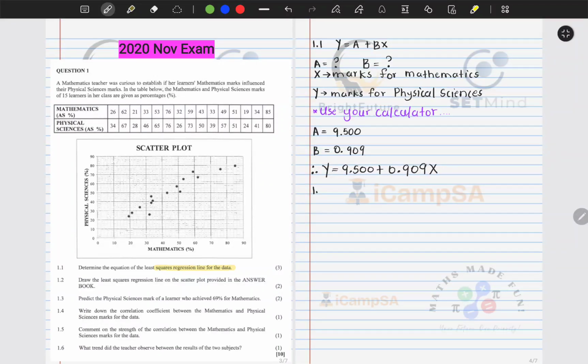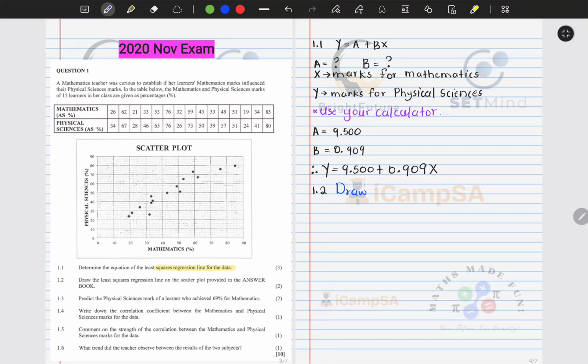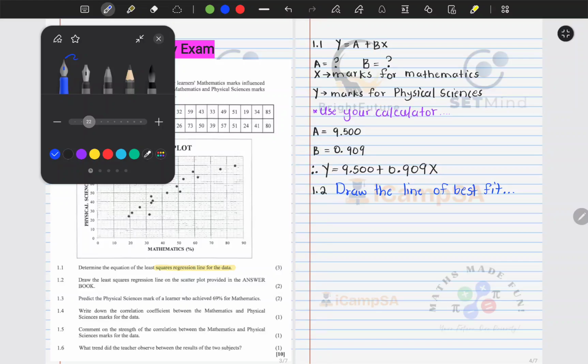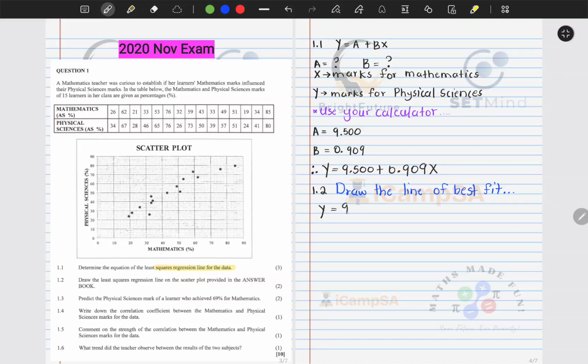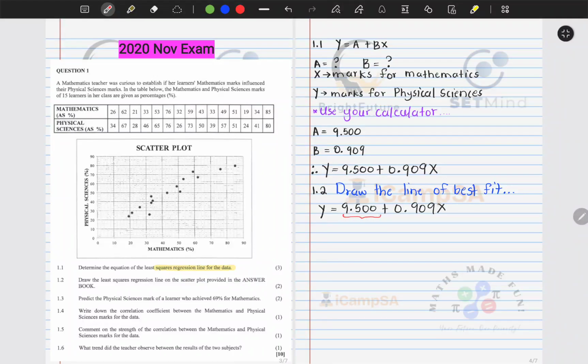And then for 1.2, what we are required to do is to draw the line. Others would call it the line of best fit, so really it's the same thing. There are a couple of things that are important that we need to note. That is y equals 9.500 plus 0.909 times x. The first thing that you need to note, which is very important on our sketch, is this here. This becomes our y-intercept.